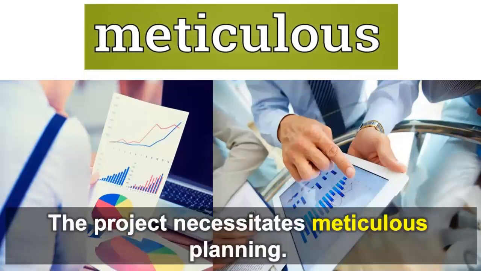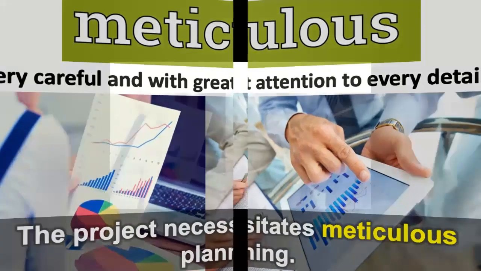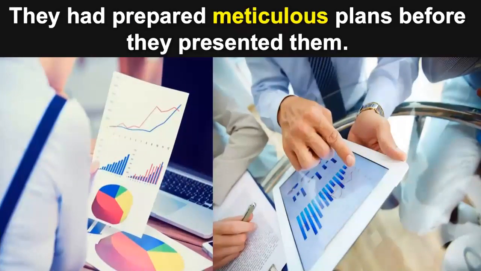The next word we have, meticulous. Meticulous. The project necessitates meticulous planning. Meticulous means very careful and with great attention to every detail. The next example is about the word meticulous. They had prepared meticulous plans before they presented them.